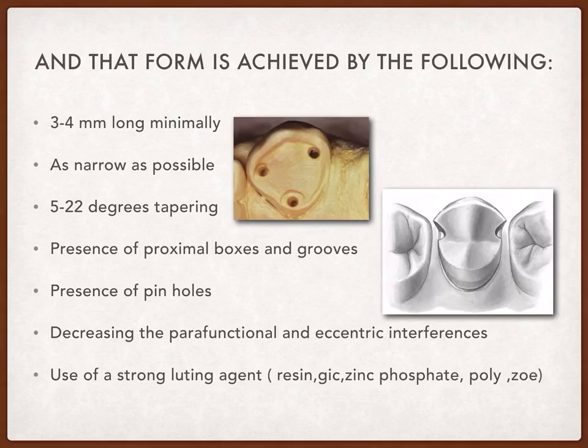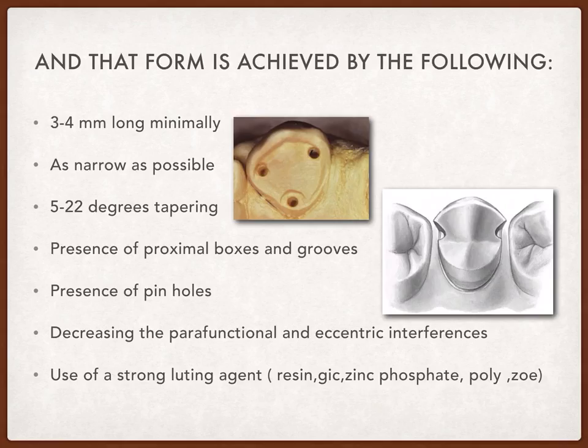So the height that we want is minimally 3 to 4 millimeters long and as narrow as possible, as we said before, because the cap of the bottle of Pepsi can be easily rotated and displaced because it is wide. So the preparation should be as narrow as possible and as tall as possible to have a proper resistance form.